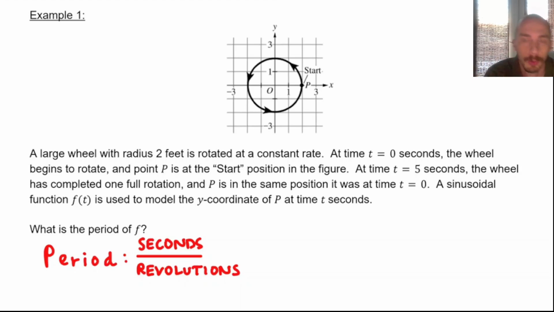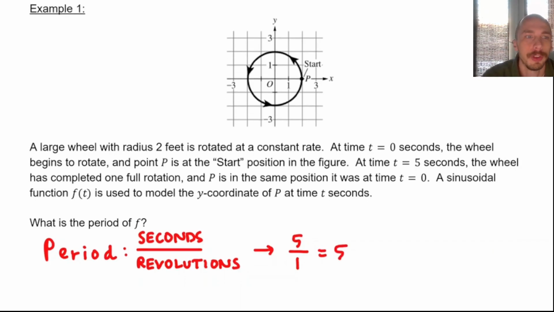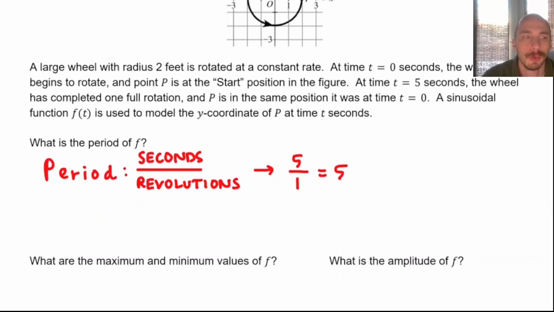We'll see later, it might not always be one revolution that they tell us about. That's going to be 5 seconds divided by one revolution. I was saying it backwards, but we'll talk about frequency in the next video. So I'm going to say the period is equal to 5 seconds. There are going to be far more interesting questions about this situation than just what's the period.